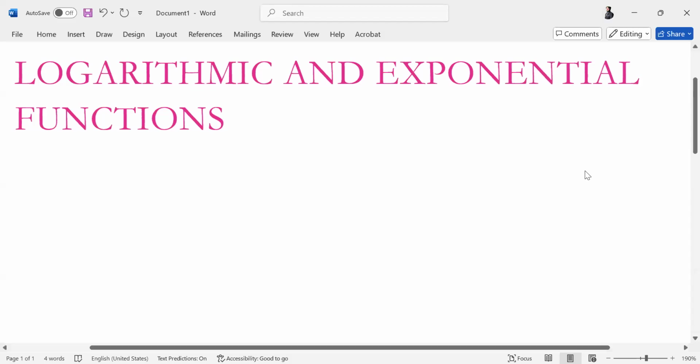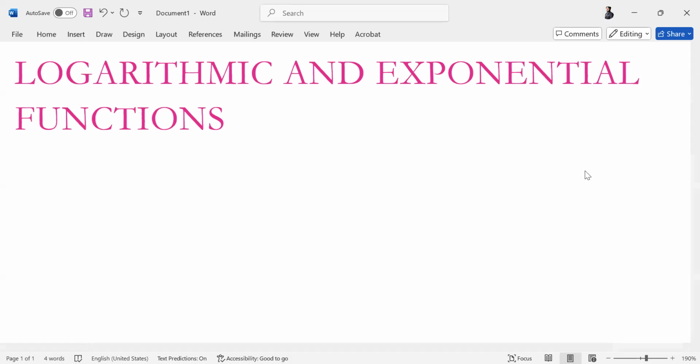Let's do logarithmic and exponential functions. सबसे पहले let's start with exponential function. What is an exponential function? क्या होता है? So what is the function? पहले तो ये बताओ. What is the function?